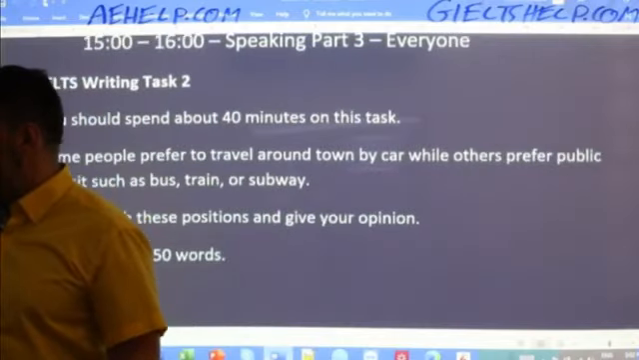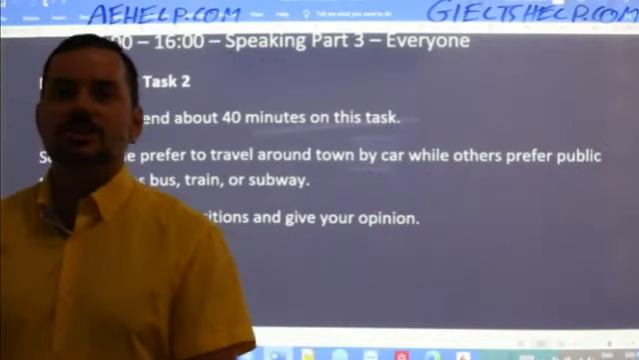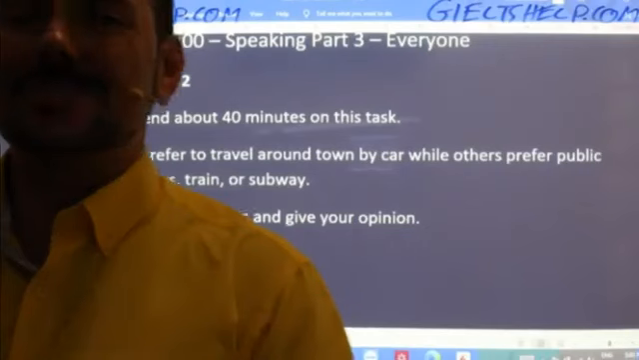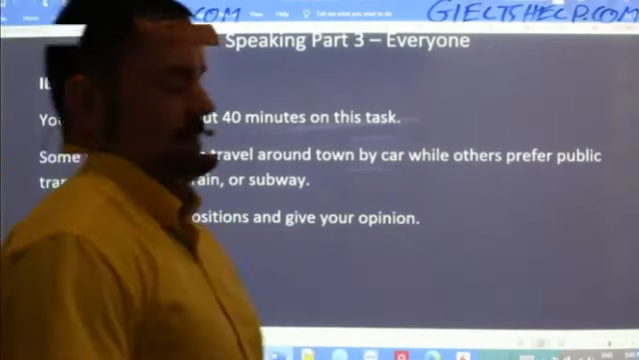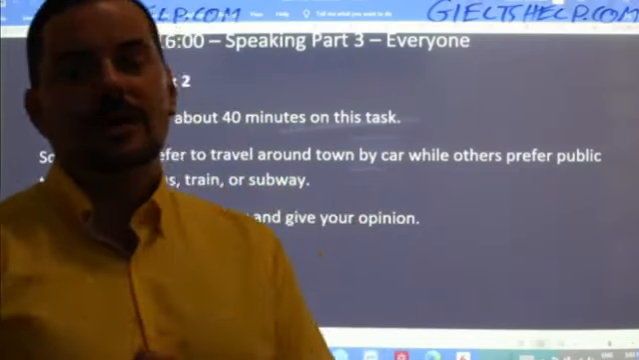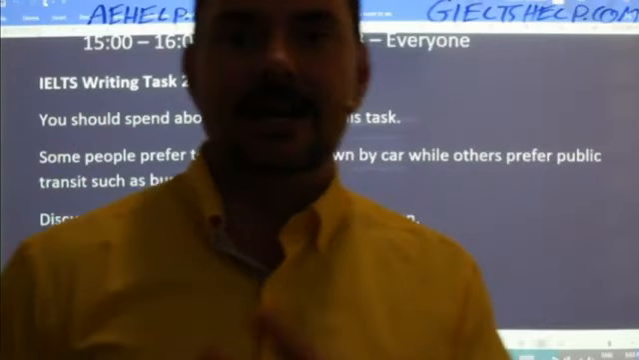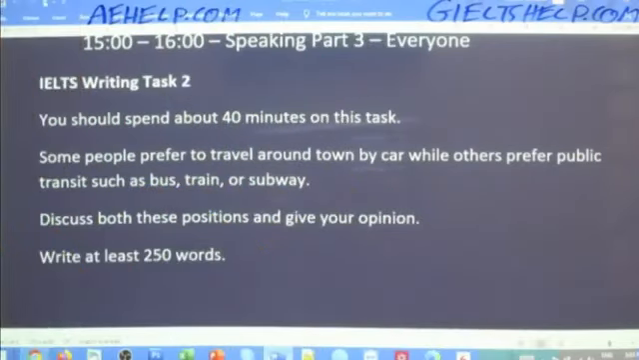Let's get into today's IELTS Task 2 question. Here it is. First step, always, don't rush this step. You really have to take it easy, take your time, and make sure that you know what you are asked by the question. So let's read this question.